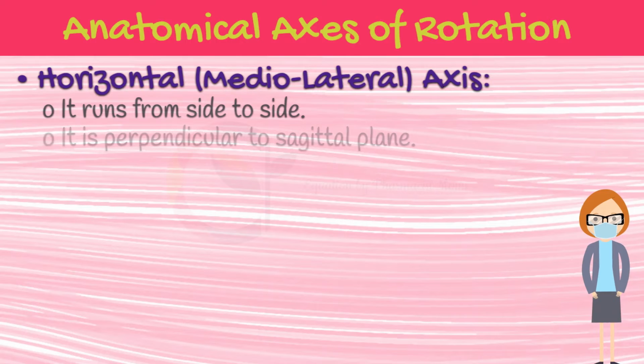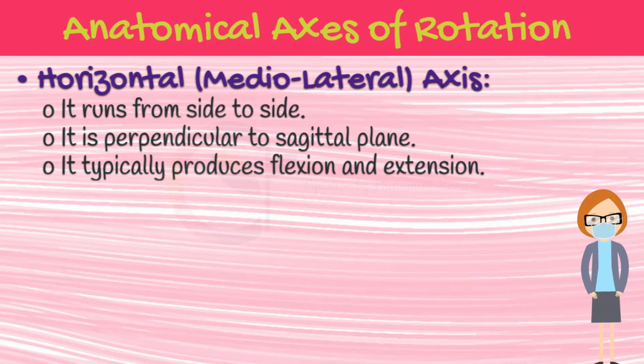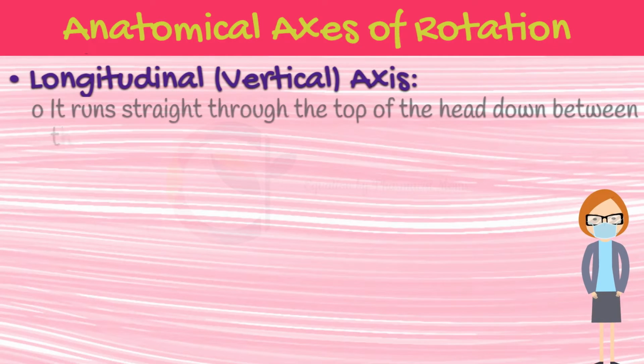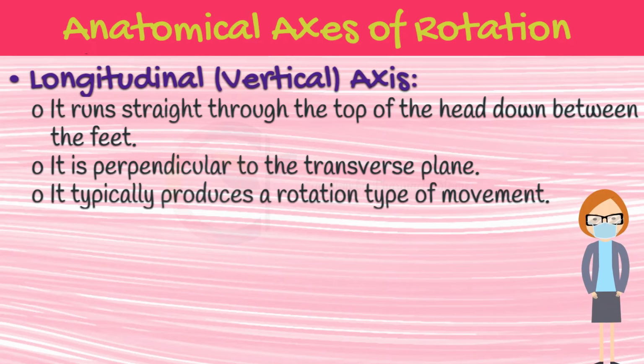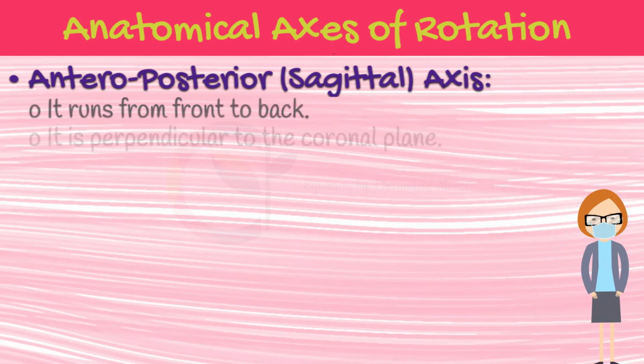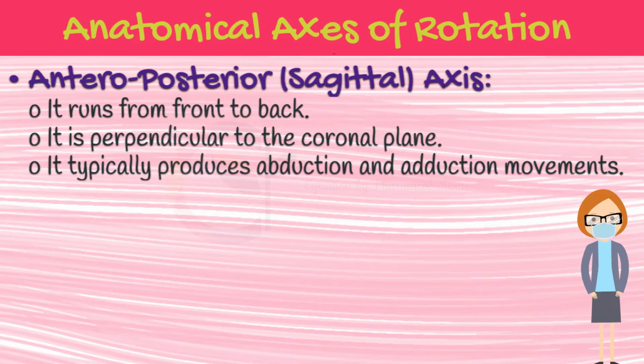Horizontal or mediolateral axis runs from side to side. It is perpendicular to sagittal plane. It typically produces flexion and extension. Longitudinal or vertical axis runs straight through the top of the head, down between the feet. It is perpendicular to the transverse plane. It typically produces a rotation type of movement. Anteroposterior or sagittal axis runs from front to back. It is perpendicular to the coronal plane. It typically produces abduction and adduction movements.